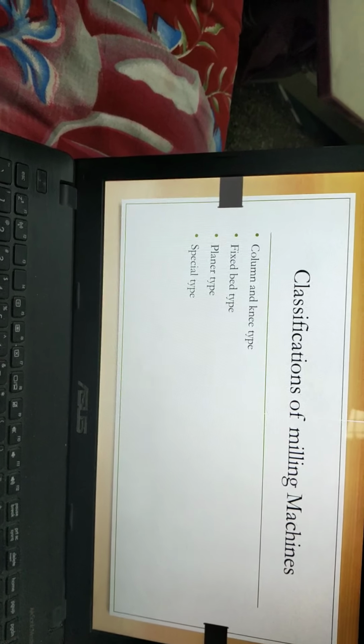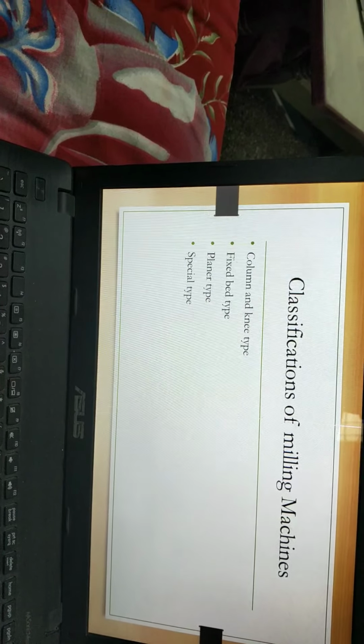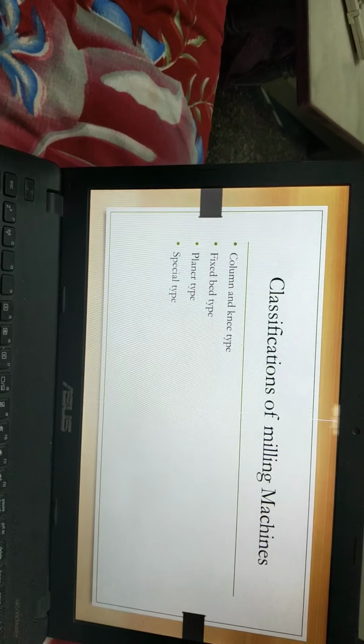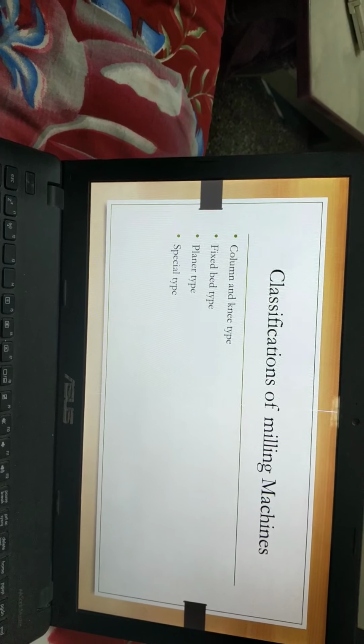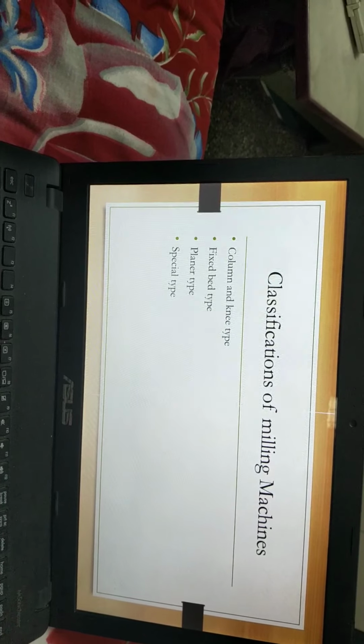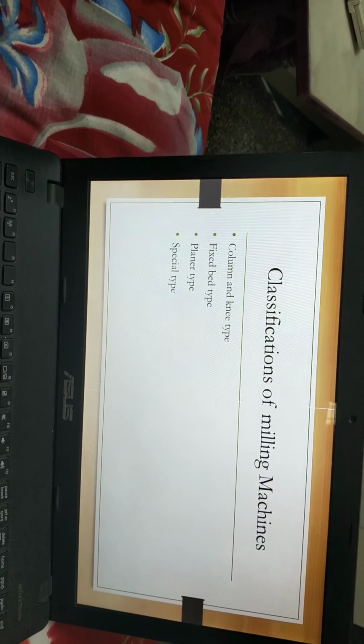Now we will go for the classification of milling machines. There are basically four types of milling machines: column and knee type, fixed bed type, planer type, and special type.